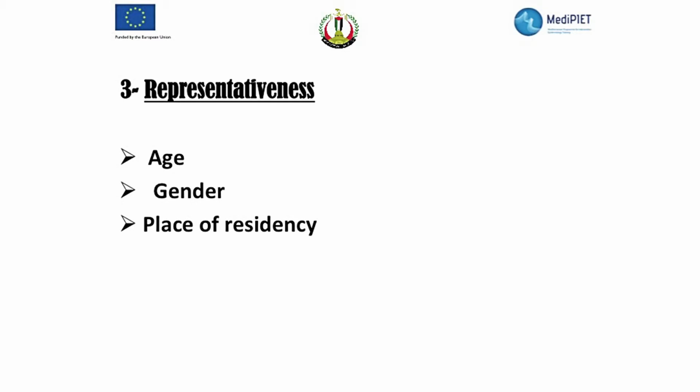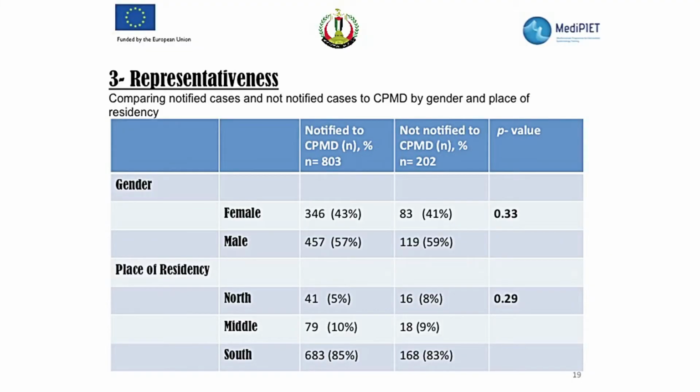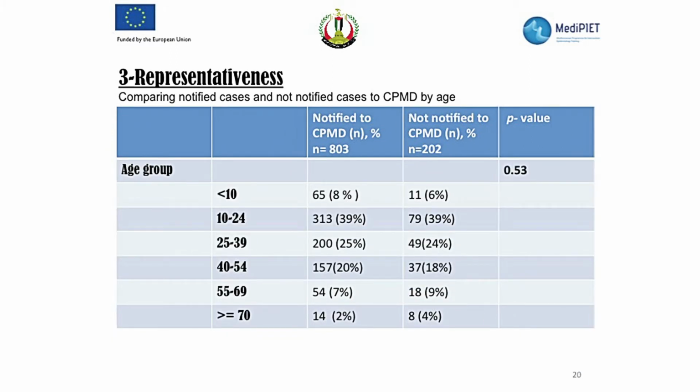For representativeness, we compared the cases notified to the Central Preventive Medicine Department with cases missed by the surveillance system in Palestine and detected by our study. We compared them by age, gender, and place of residency. We found there are no significant differences between them in gender, place of residency, and age.